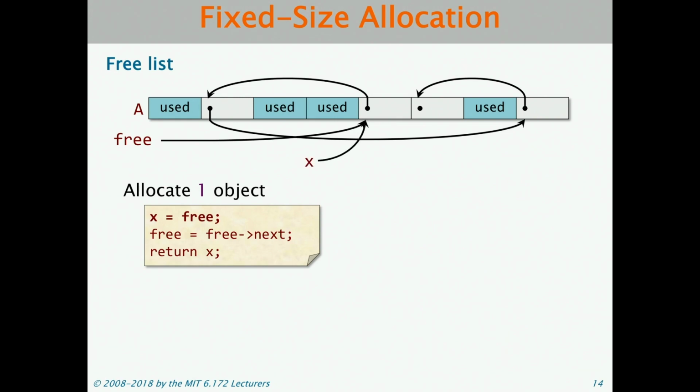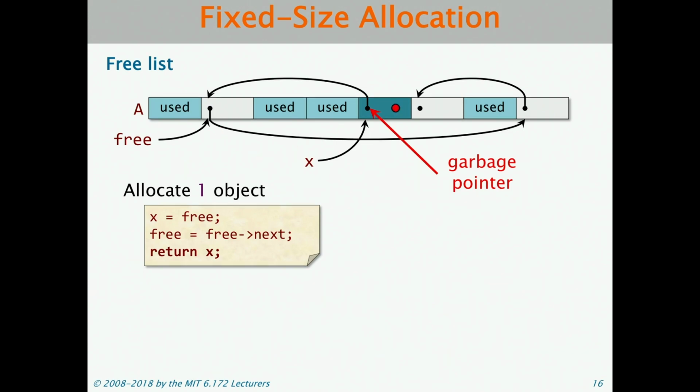So here's an animation. x is going to point to what free points to. You also need to check if free is equal to null. Because if free is equal to null, that means there are no more free blocks in the free list, and the programmer should know this. So you should return a special value. Otherwise, we're going to set the free pointer to point to the next thing in the free list. And then finally, we return x to the program. And now the program has a block of memory that it can use.